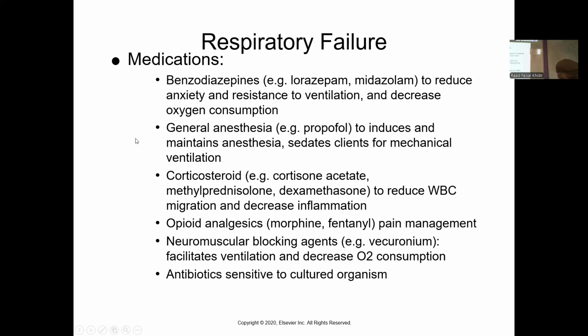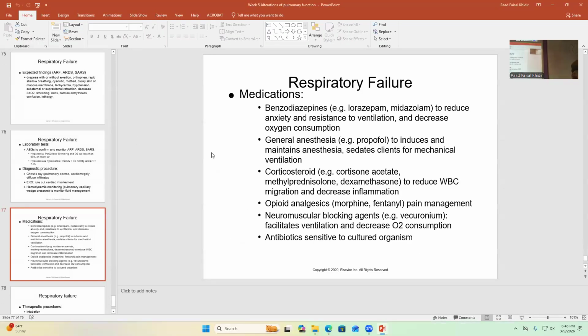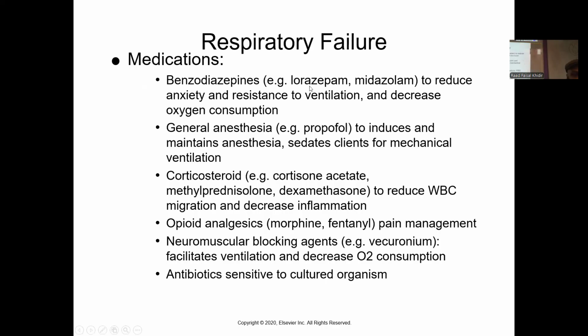Medications for respiratory failure are the benzodiazepines, lorazepam and midazolam, to reduce anxiety and resistance to the ventilation. Perform general anesthesia to induce and maintain anesthesia. Corticosteroids, so we have cortisone acetate, and the opioid analgesics have morphine and fentanyl for pain management. Antibiotics are sensitive to the cultured organism.